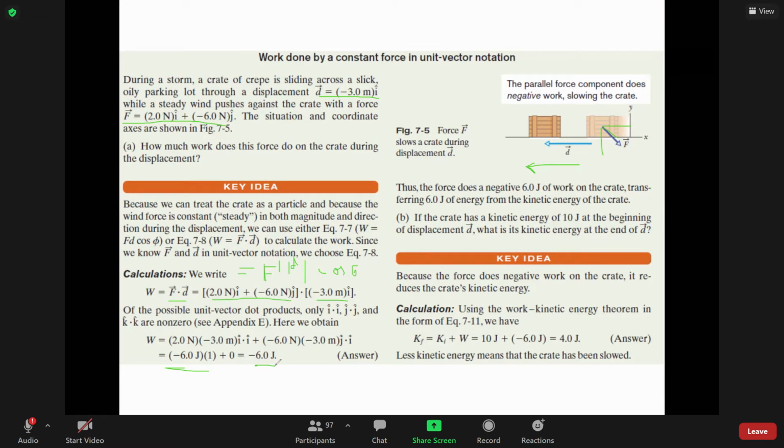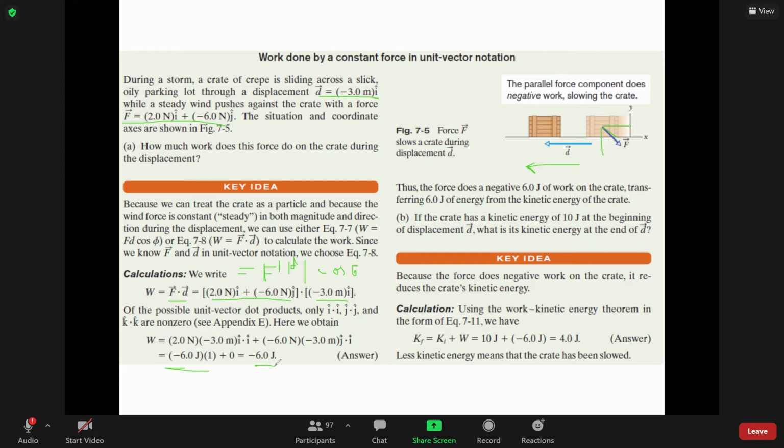The first conclusion: the work done by this force on the crate during this displacement is minus 6 joules. What does it mean? It means this force is taking energy from the particle. It doesn't give it energy, it takes from its energy, like friction. The particle is sliding to the left and the force is in the opposite direction, so it tries to slow it down, which is the steady force of the wind.